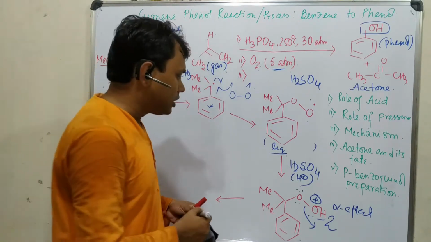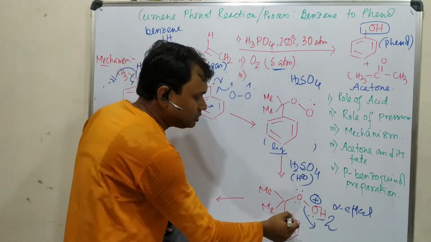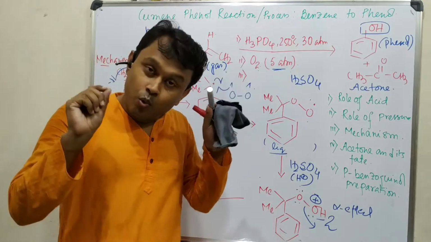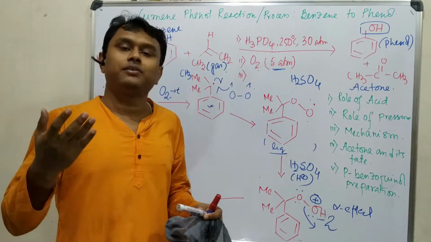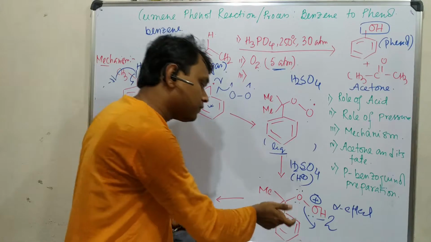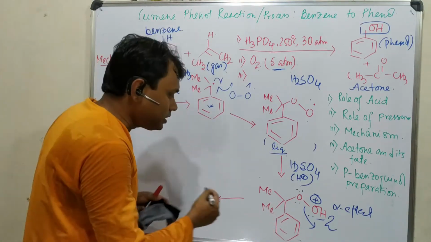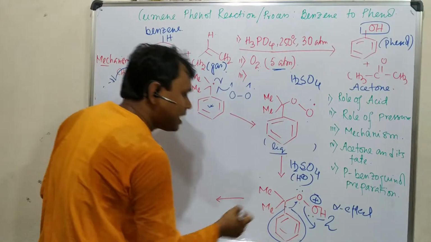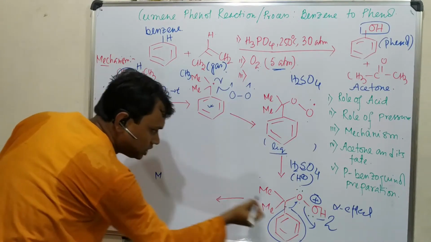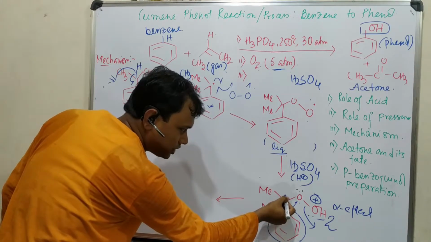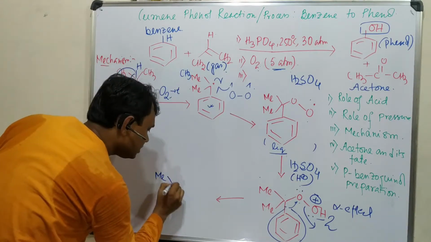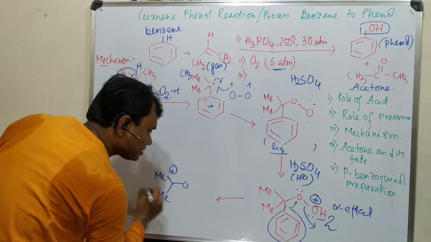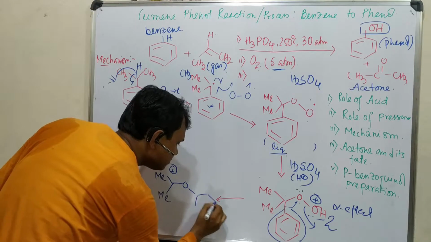What are the alternate options? This methyl can migrate or this phenyl can migrate. But the migratory aptitude, or in other words the tendency of migration, is more in the case of phenyl. Consequently, this phenyl group will migrate. And what will be the product? If this phenyl group migrates, then positive charge will be developed here. So ultimately, this is methyl, this is positive charge attached to oxygen, and here is this benzene.